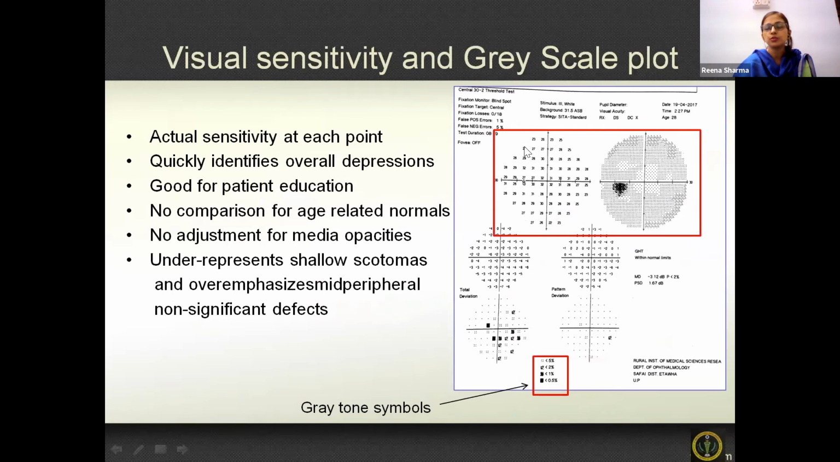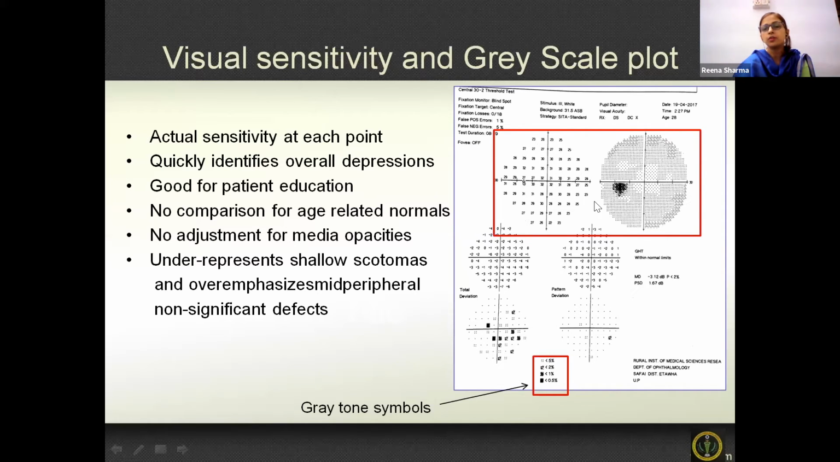So now we come to the various plots. This is the visual sensitivity and the grayscale plot. The visual sensitivity plot is basically the patient's raw data. It mentions the threshold sensitivity at every one of the test locations which have been tested by the machine, 76 test locations in 30-2. And actual values are mentioned in decibels. So you can know the actual sensitivity of the patient at each test location.